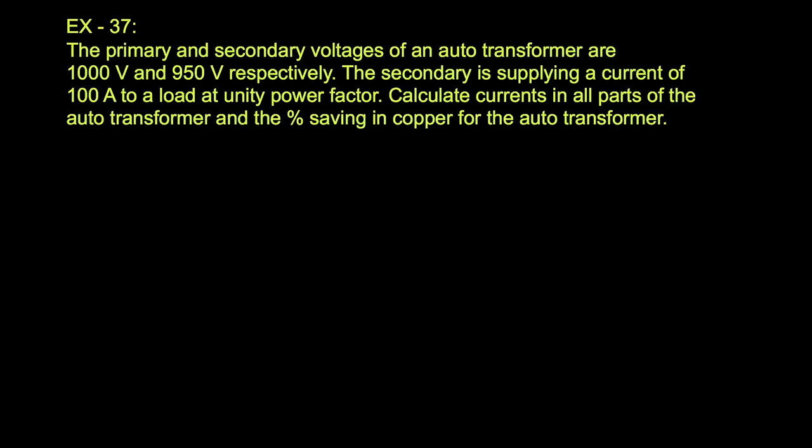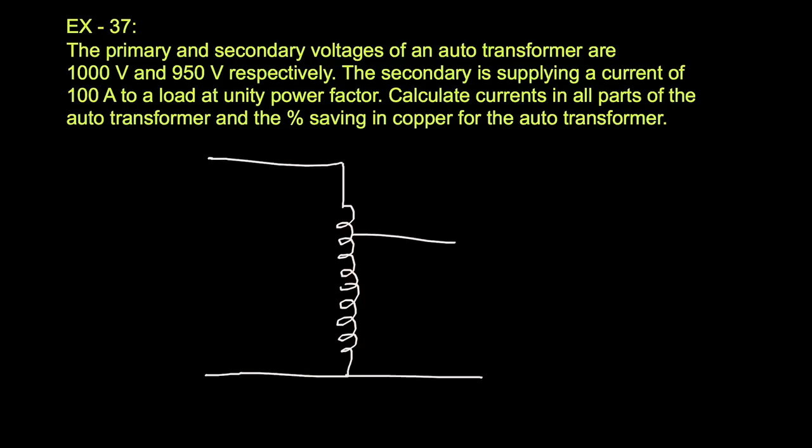What I have is the primary and secondary voltage of the auto transformer are 1000 volts and 950 volts. So therefore, it is a step down transformer. Let me begin by drawing that step down transformer. So this is the step down transformer, 1000 volts and 950 volts. There's nothing given about voltage drops or anything, so I'll consider the terminal voltage as the same as the induced EMF. So this is 1000 volts and this is 950 volts.